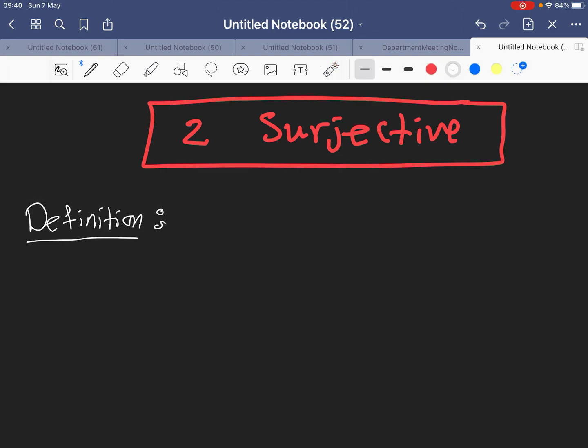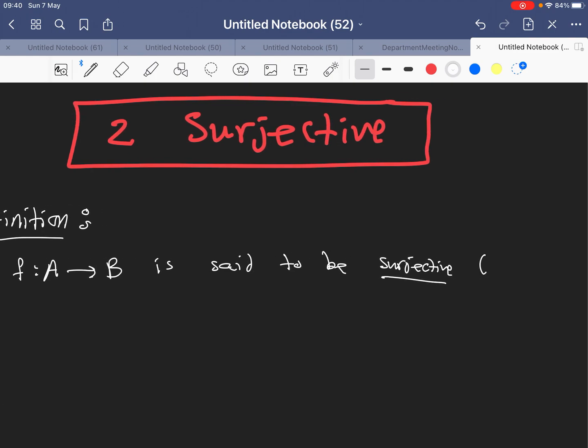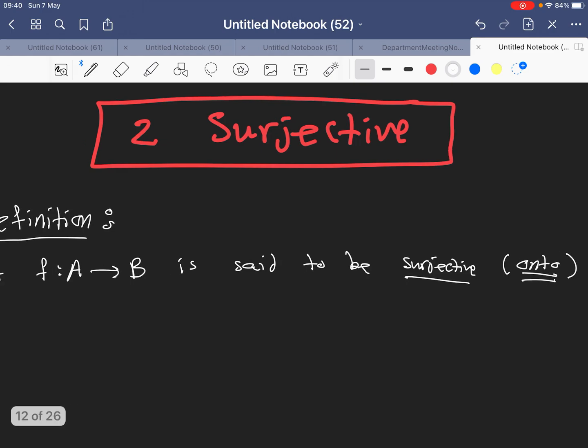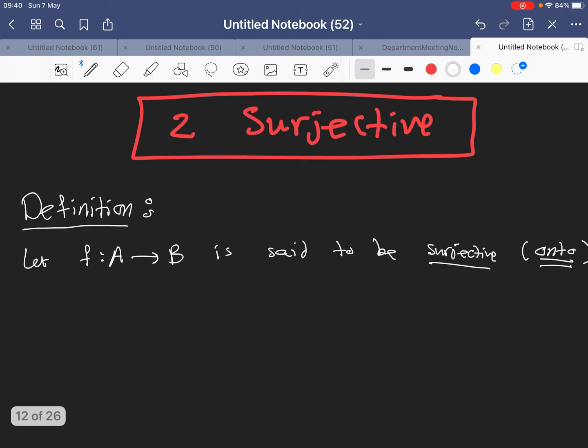So what's a surjective function? We will start with a function from A to B. It is said to be surjective, and sometimes it's called onto. So either surjective or onto if this has happened. Put it in a box.